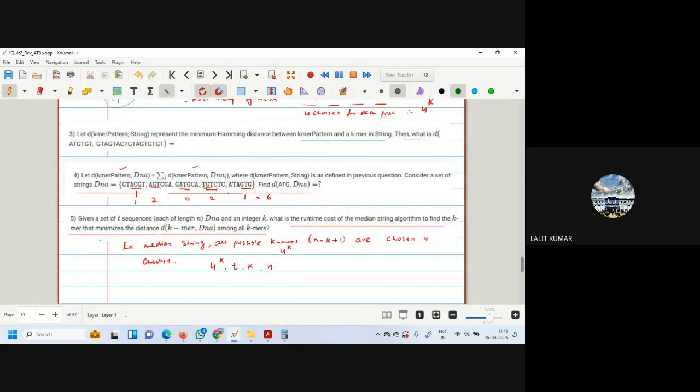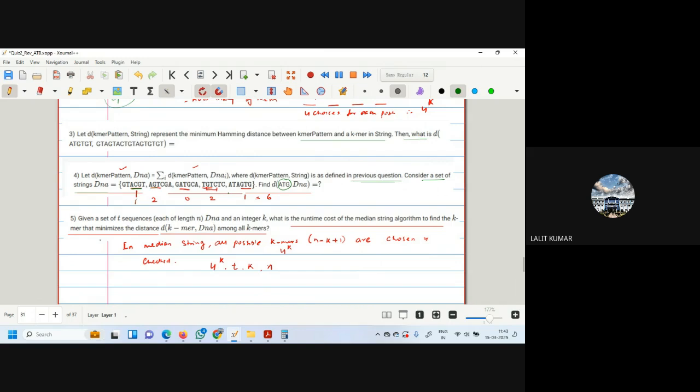Now we come to question number 4. Let the distance of a k-mer pattern and DNA be defined as in the previous question. Consider a set of strings DNA. Find the distance of ATG to DNA. Again you do the same thing: you try to find the minimum distance of ATG by looking at the positions. Anywhere ATG is there, or dash TG, or A dash G, or AT dash. We don't find it directly. Here we have ACG, so this is A dash G, and the score is 1.